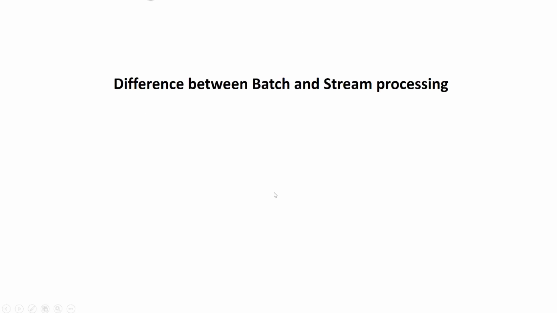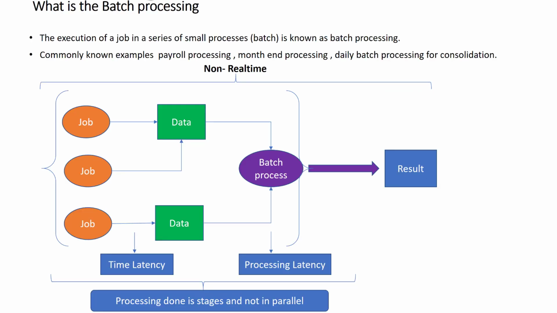The first one is we have to understand the difference between batch processing versus stream processing. So, what is batch processing? As you might know, a lot of payroll, monthly and month-end processing, and daily batch processing all fall into the bracket of batch processing. In this scenario, there is a bunch of jobs. These jobs would generate some sort of data, and all that data would be consolidated and batch processed to get some meaningful inferences. This is well known, and has been running for decades, but there are some key things you need to understand.